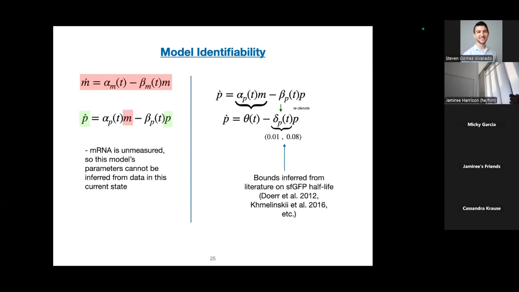If we call this theta, then ultimately we can infer theta under the assumption that we know delta within certain bounds, which we do from the literature because we're using a variation of GFP, which is a superfast folding variant, which is why it's called SFGFP. And we can use these bounds on delta given our data in order to infer the rates of synthesis theta, right? And although we cannot truly infer these alpha terms, this alpha M, this beta M, this is essentially one of the best that we can do given our experimental setup. Cool.